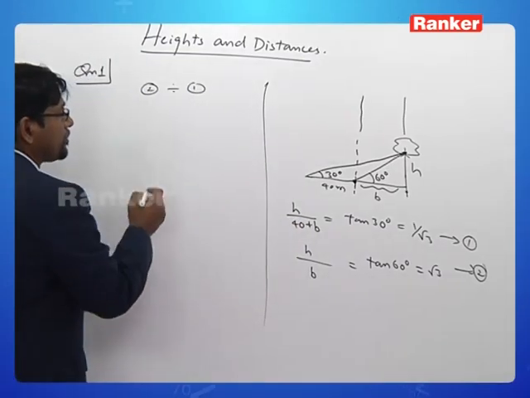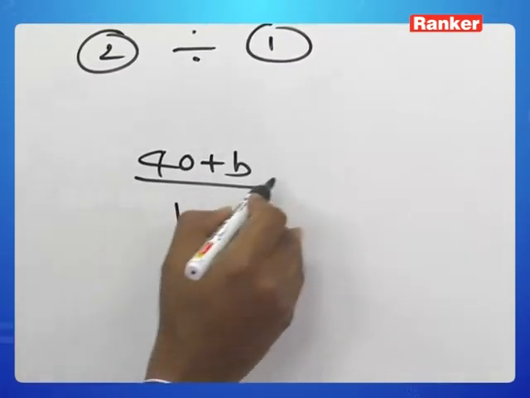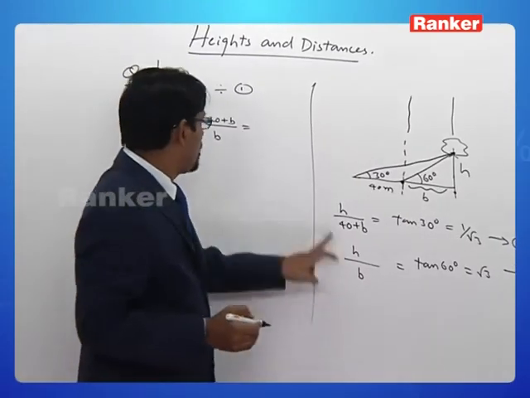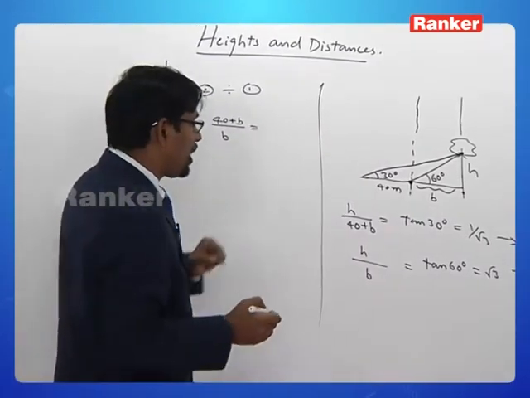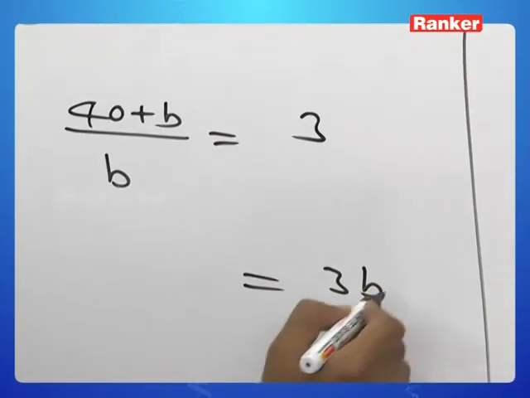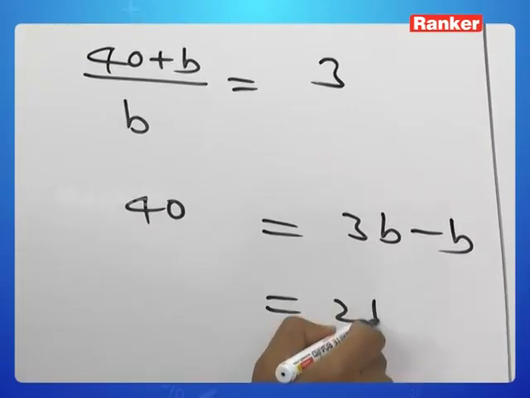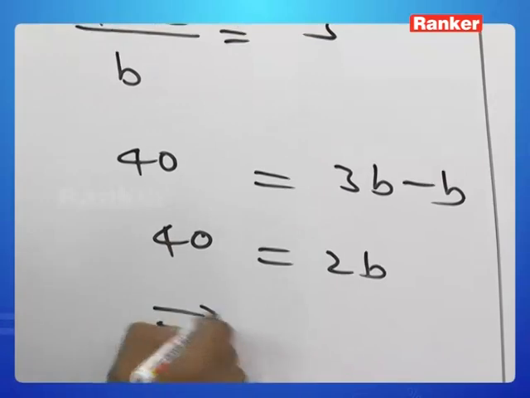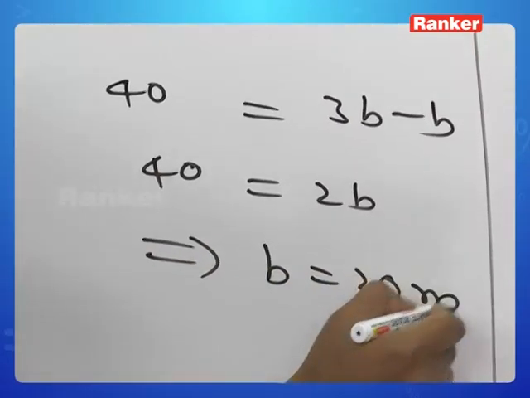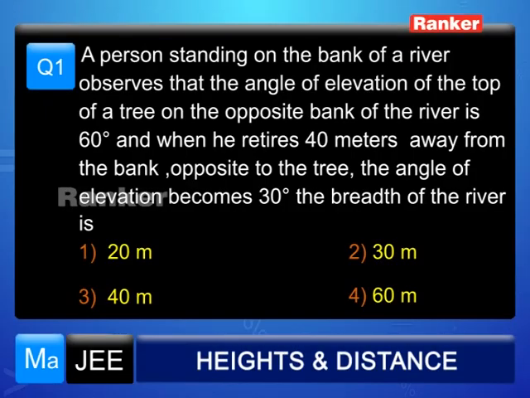What do we have here? 40 plus B by B is what I'm going to get when I divide 2 by 1. And on the right hand side we'll get 3. So 40 plus B is 3B, so 3B minus B is equal to 40. That gives me 2B is equal to 40. So this implies B is equal to 20 meters. So the breadth is 20 meters, and that's clearly appearing in option 1. Option 1 is the right answer.